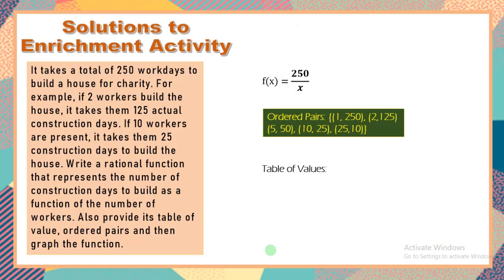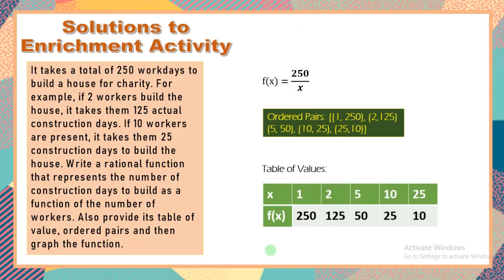Okay, now let us proceed to the table of values. For the table of values, we simply write our ordered pairs in tabular form. For our x coordinate, we have here 1, 2, 5, 10, and 25. We write it on the x row. And for our f(x), or value of y, we have here 250, 125, 50, 25, and 10. We also write it on the f(x) row, aligning with their corresponding x values.